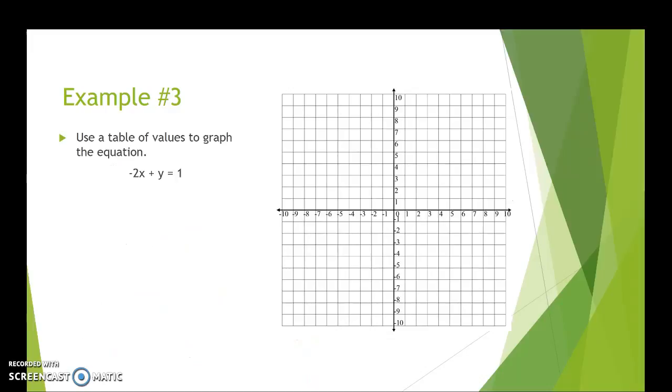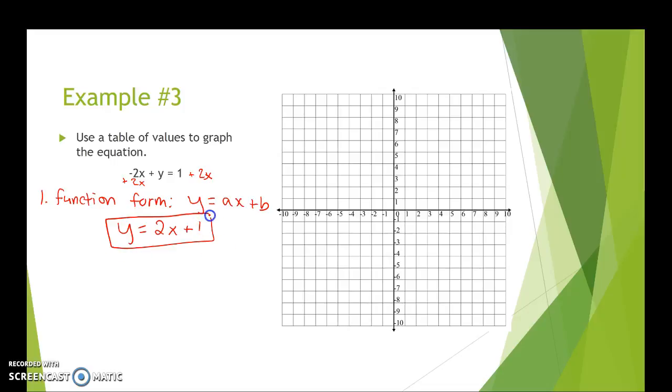Here we have: use a table of values to graph the equation. Here is our equation, negative 2x plus y equals 1. So step 1, we need to put this in the function form, which is in the form of y equals ax plus b. So I need to add 2x to both sides. If I add 2x to both sides, I'm going to get y by itself. So it's going to be y equals 2x plus 1. That will be my function form.